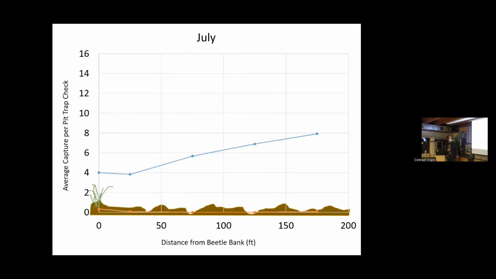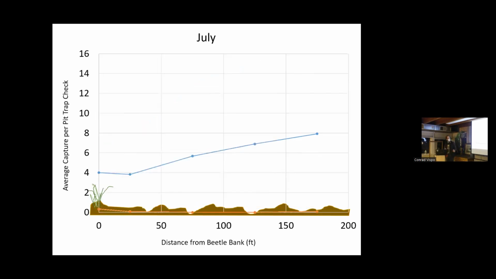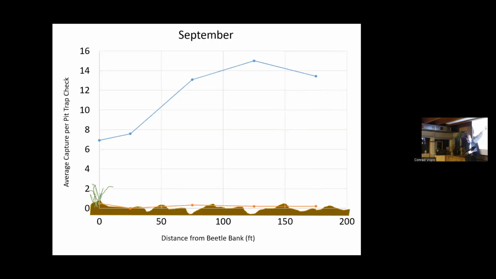July, there's June, there's July. Well, maybe what's happened is that now they've established themselves in here, they're taking hold in the meadow. And there's September, least abundant at the beetle bank itself, most abundant out here. You could make a theory that they've diffused out, they're breeding out here, and they slowly get more and more common, until they get wiped out by plowing again. Nice story, probably doesn't hold.